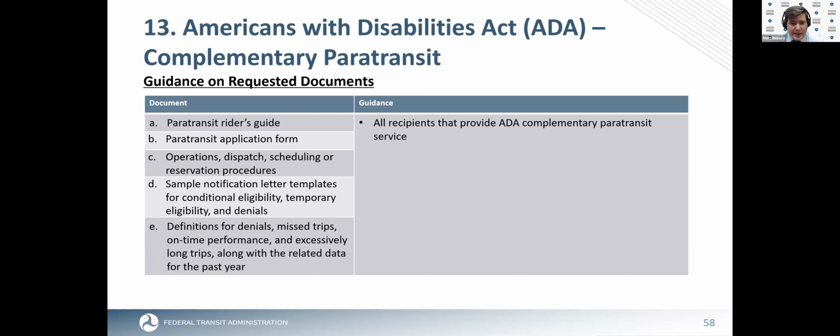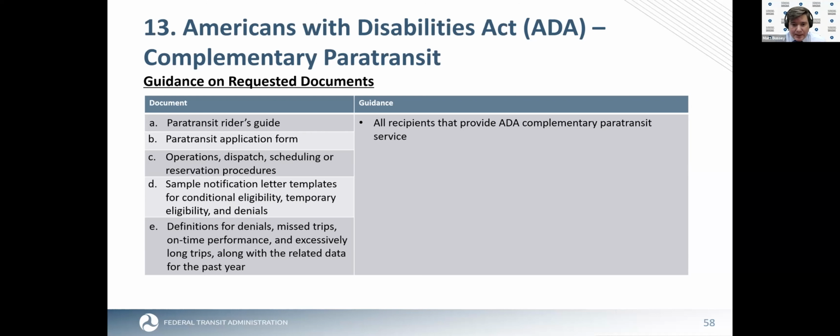You want to provide operations, dispatch, scheduling, or reservation procedures so that your reviewer can look through those and see, okay, at least they've got written down in their procedure that someone calls up to make a reservation, then we're scheduling that within an hour on either side of that reservation request. That type of thing they could figure out by reading those. This is at least the written procedure. They'll verify that it's implemented in practice during the course of the review, but it'll give the reviewer an idea of what your procedures are in writing.